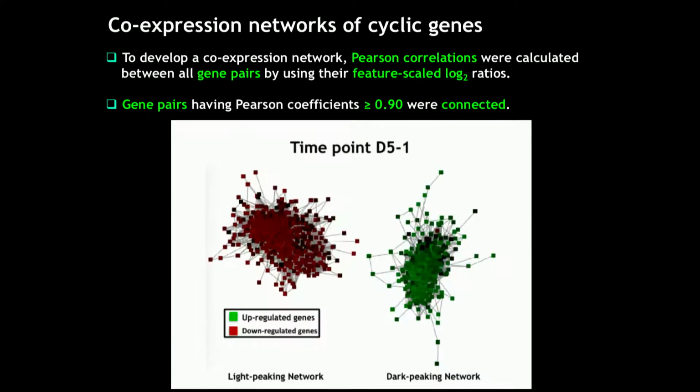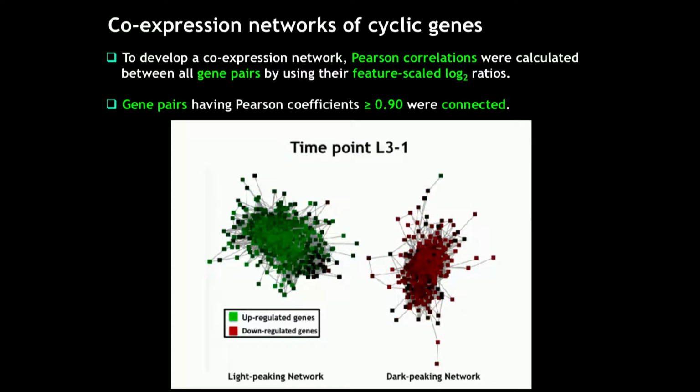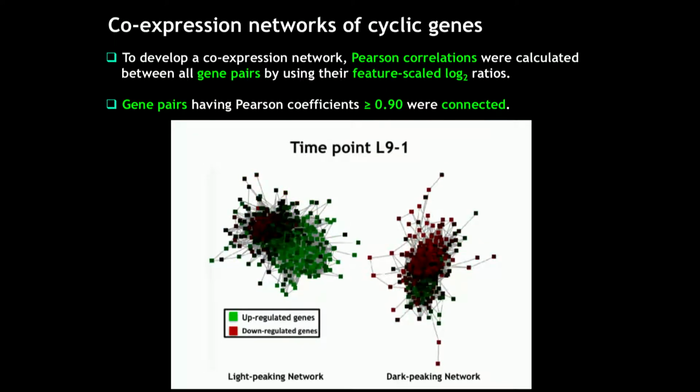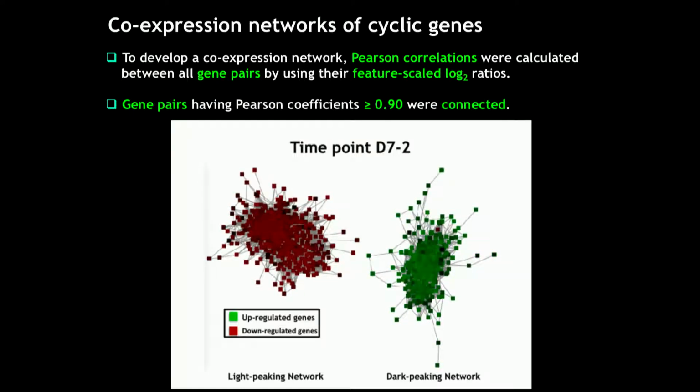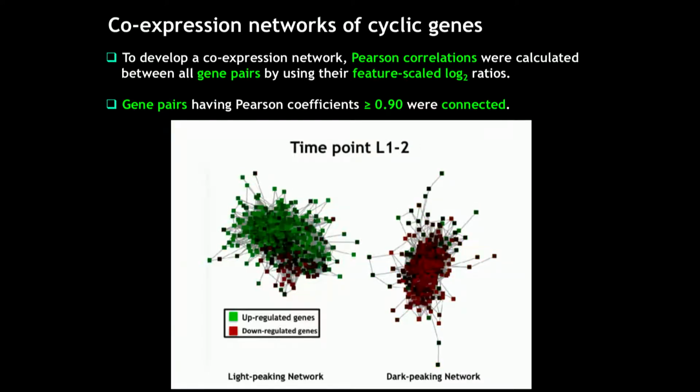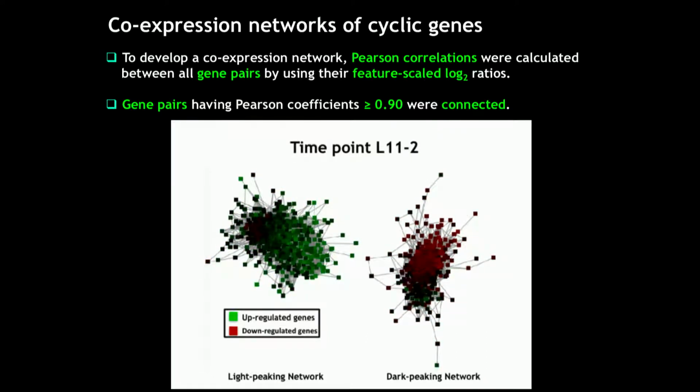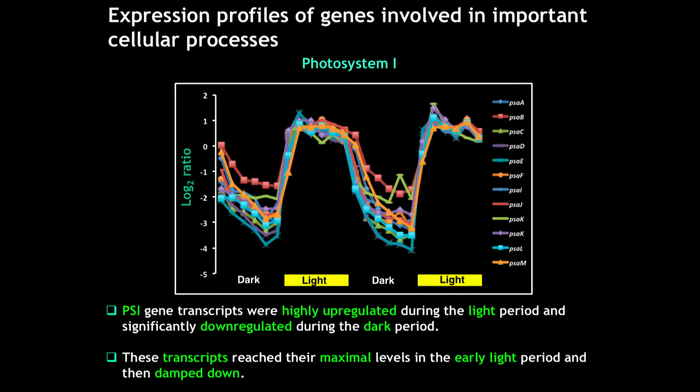So we have also developed this co-regulatory network, and we have found that basically there are two segregated networks which cycle between light and dark. You might see, by changing the color, that they are really two separate networks of light-peaking and dark-peaking genes. Any questions?